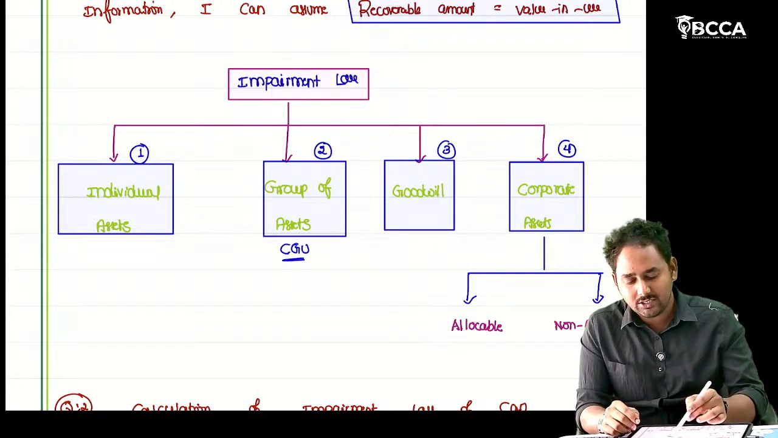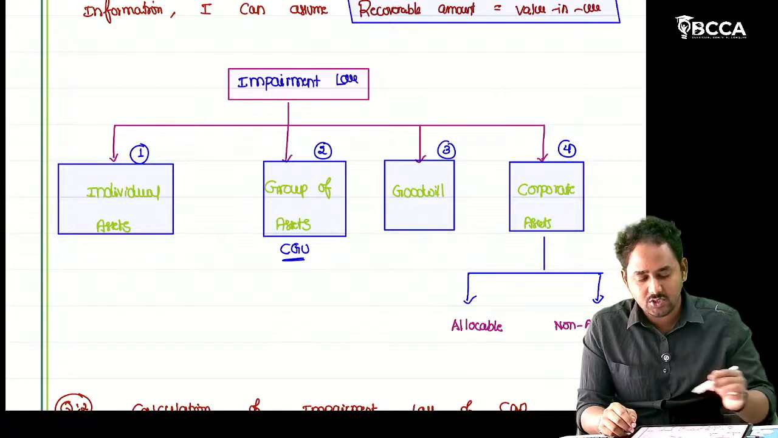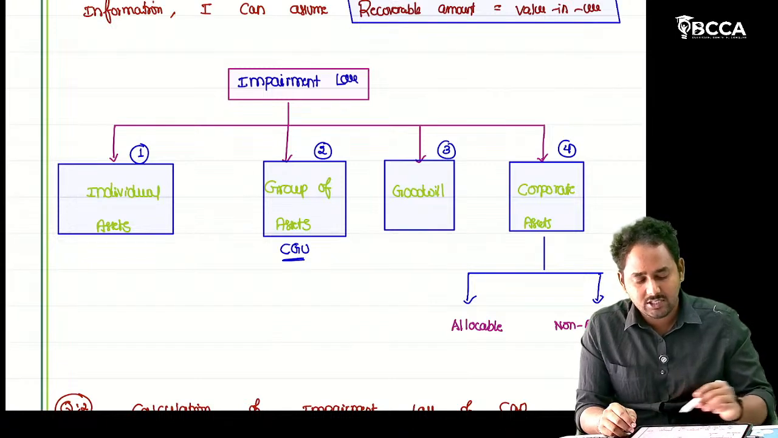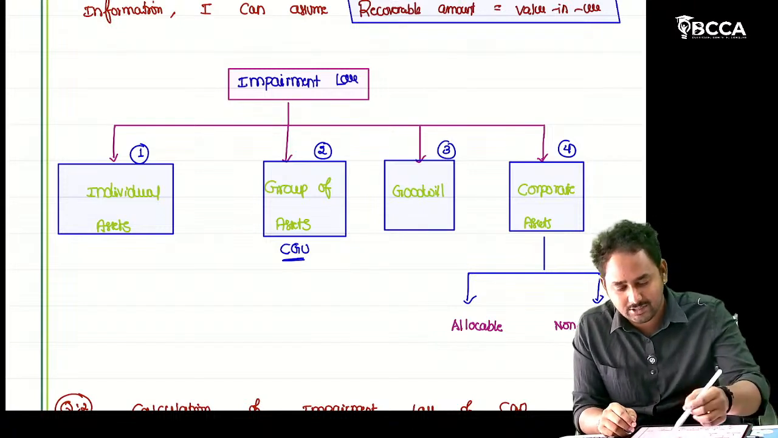I already discussed how to provide the impairment loss on CGU. Then let's see the problem of how to allocate the impairment loss on corporate assets.